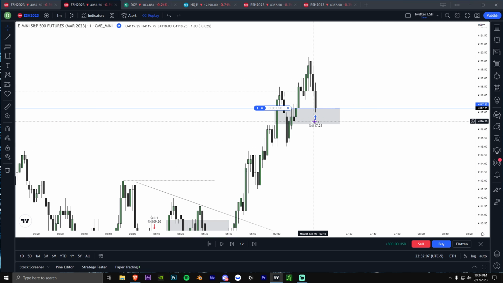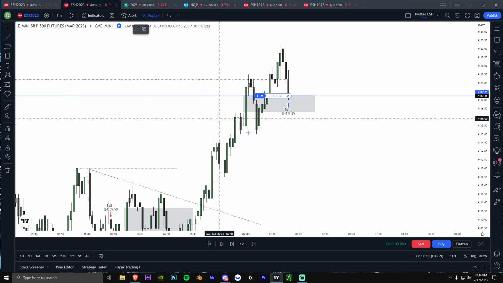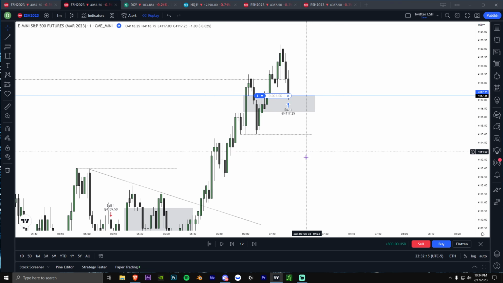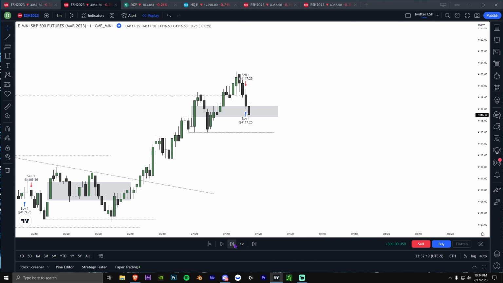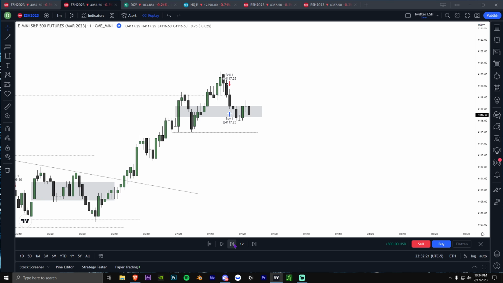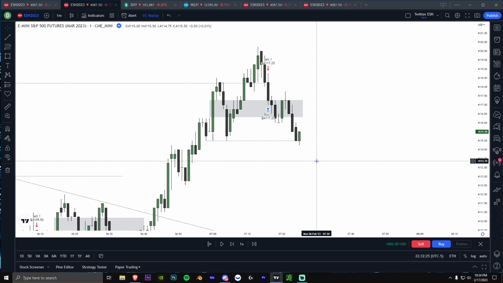The point of this is to test these inversion fair value gaps. I'd probably, never mind. Sorry. I would actually not long that. There's equal lows below here. Let's see what happens. Yeah, so we hit the equal lows. So the equal lows kind of changed my bias there.